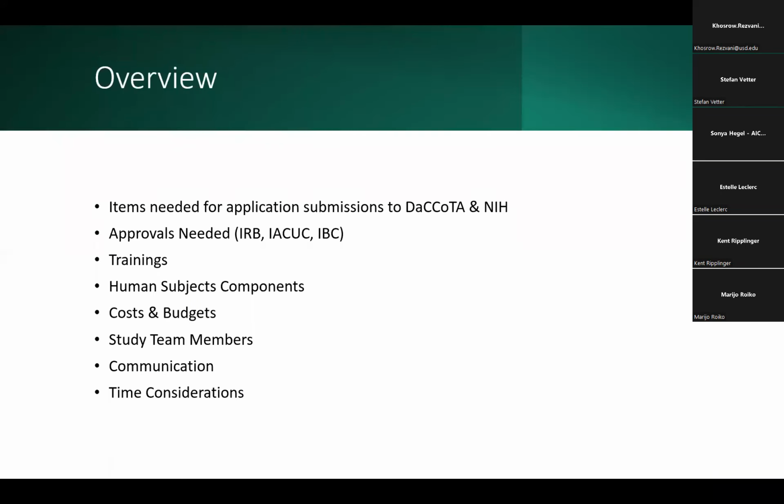Thank you. So just a quick overview of what we'll touch base on today. We're going to go over some items that are needed for each of your applications to DaCCoTA as well as NIH. We're going to go over any approvals that you will need to obtain during your project and application development. You'll have to do certain trainings, things to consider when you're doing human subject studies and what you might need to take into consideration. We'll go over some cost and budget items. We'll discuss the different study team members' roles and titles, communication and time considerations that you should take into account when you're developing. Next slide, please.